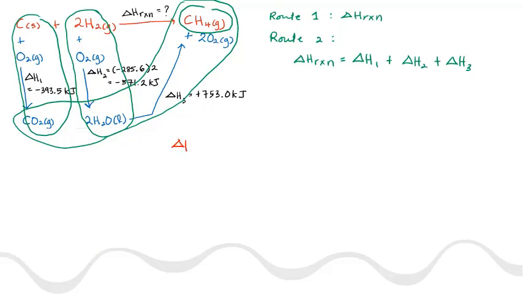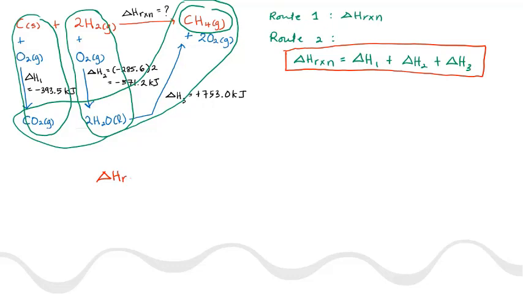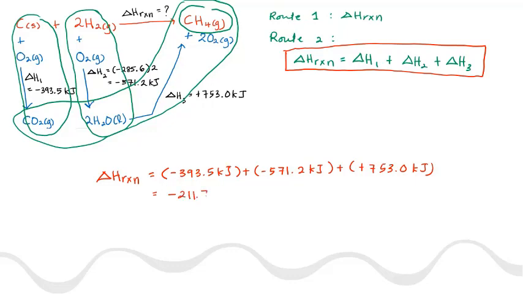By applying Hess's law, we are going to solve the problem. So, enthalpy of the reaction, substituting all the values of enthalpies, equals negative 393.5 kilojoules plus negative 571.2 kilojoules plus positive 753.0 kilojoules. The enthalpy of the reaction is negative 211.7 kilojoules. But the final answer must be written as negative 211.7 kilojoules per mole.